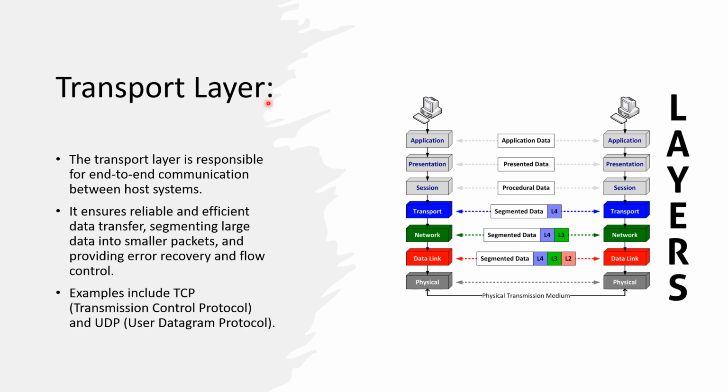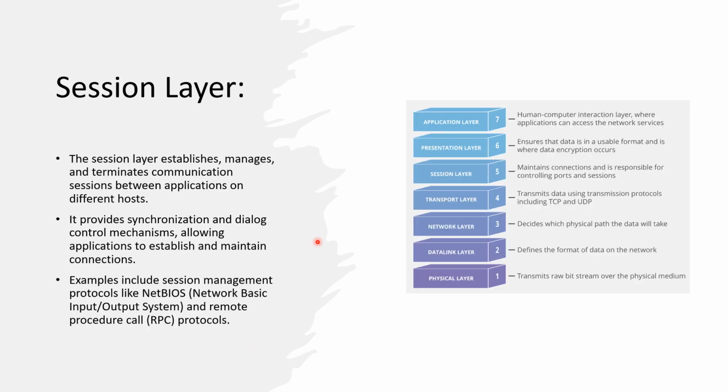Fourth one, transport layer. The transport layer is responsible for end-to-end communication between host systems. It ensures reliable and efficient data transfer, segmenting large data into smaller packets, and providing error recovery and flow control. Examples include TCP, Transmission Control Protocol, and UDP, User Datagram Protocol.